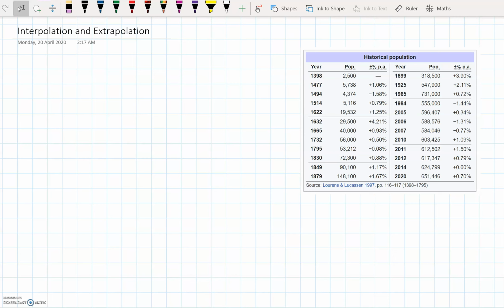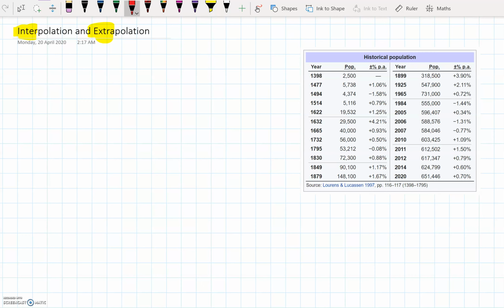Okay guys, what we're going to look at now is what we call interpolation and extrapolation. And again, this is a topic that the Wiskunde R students in particular will do in more detail next year. Firstly, I want to look at these words, interpolation and extrapolation. Now, inter and extra. That's what's changing in these two words.